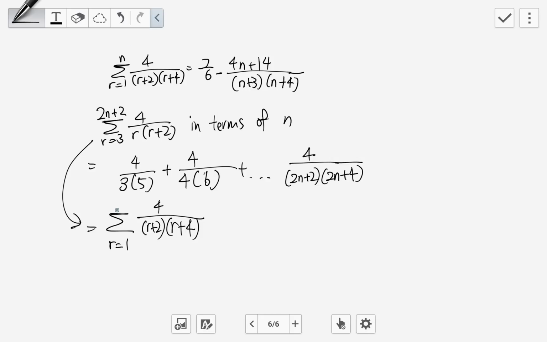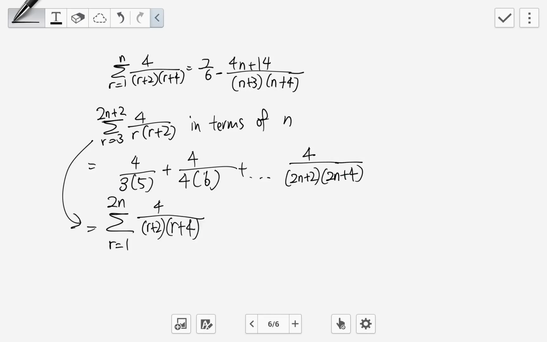And now what should be on top? On top is the ending term. We must make sure that when you substitute something, it gives us the ending term. So if I substitute 2n into r, this will become 2n, and 2n will give me 2n plus 4, so that will be my last term. So this series is equal to this series. If you don't believe, you just substitute 1 and you get 3, you get 5 here. When you substitute 2, you get 4, you get 6 here. And when you substitute the last term 2n, you get 2n plus 2 and 2n plus 4 here.